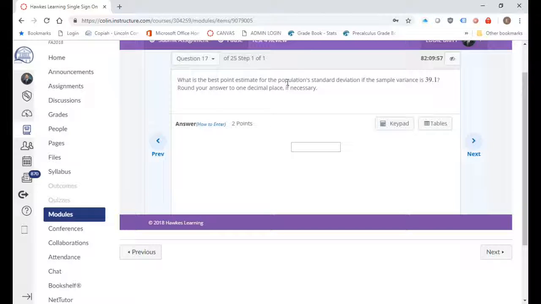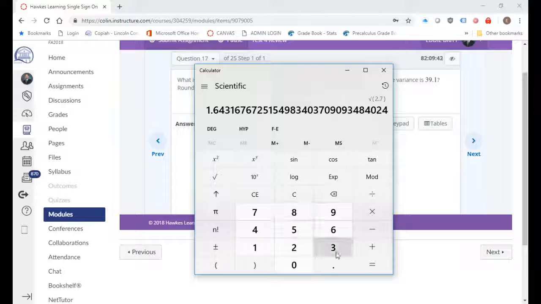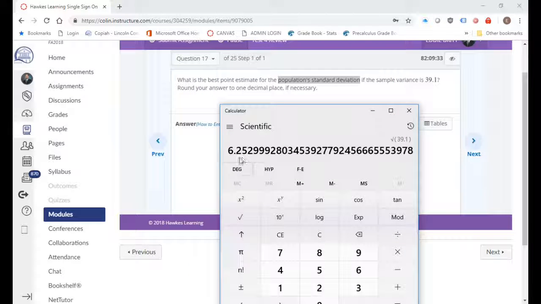All right. This is another point estimate problem. It says the sample variance is 39.1. Okay, what is the best point estimate for the standard deviation if the variance is 39.1? So I need to take 39.1, that's the variance, take the square root of that. All right. So it says round to 1 place on this one, right? So it would be just 6.3. If I rounded to 1 place, 6.3.